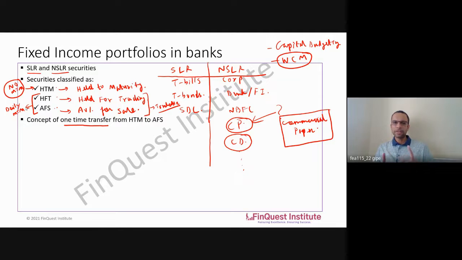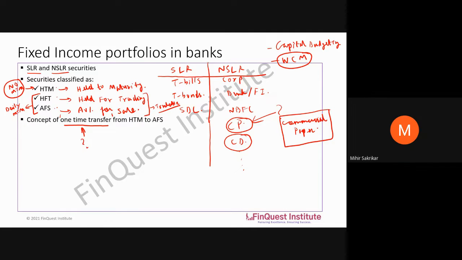Now that will help us relate to what will happen for this one-time transfer. So there is a concept which we call a one-time transfer, which the regulator permits the banks to do once every year. So every year, a bank will be allowed to move a certain proportion of the securities sitting inside HTM into AFS. So can you guess the reason as to why a regulator will permit one-time transfer? Why would this be permitted? Anyone? It's a safeguard to prevent market fluctuation or panic selling.